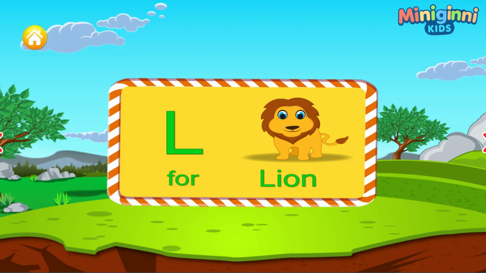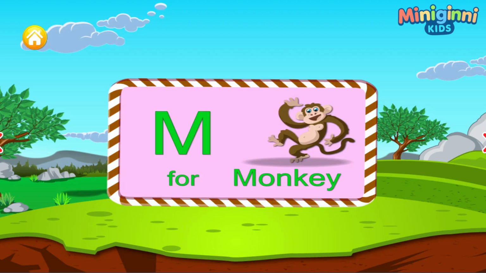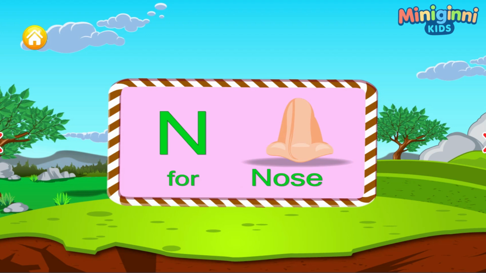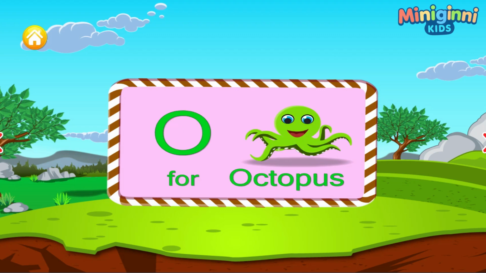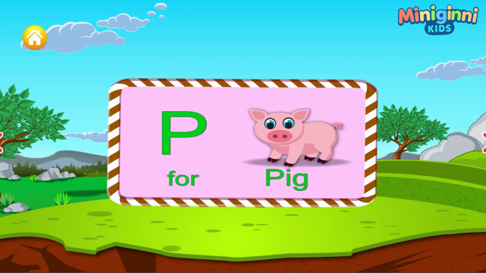L is for lion, lion. M is for monkey, monkey. N is for nose, nose. O is for octopus, octopus. P is for pig, pig.